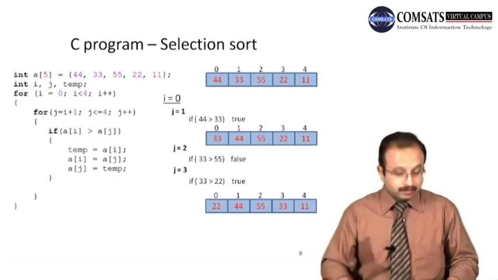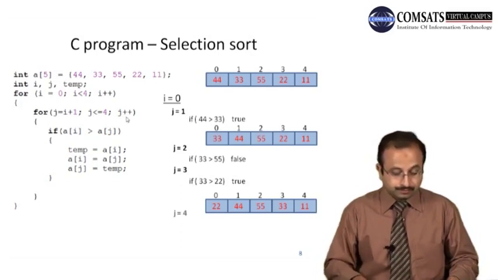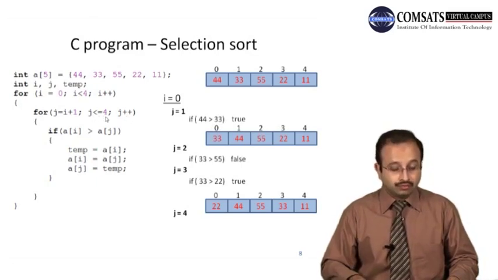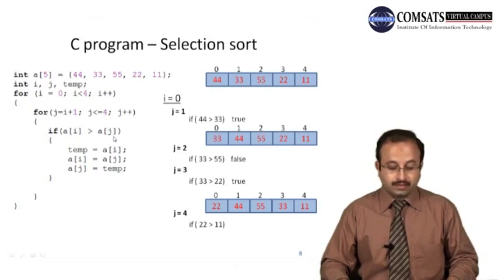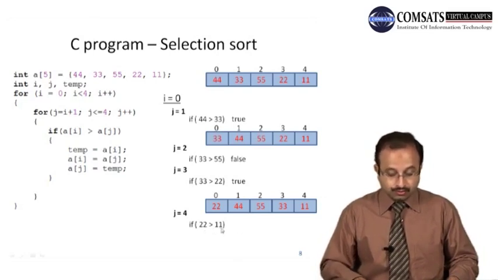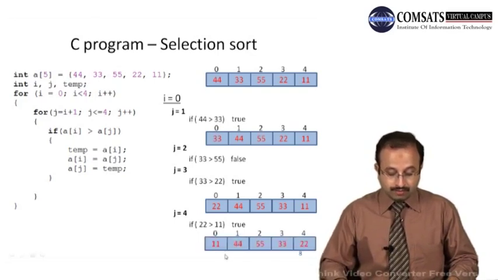Now the value of j is incremented. It becomes 4. The condition is 4 less than or equal to 4. Condition is true. So when the condition is true, in the if statement we perform the comparison. A of 0 is greater than A of j, and A of j is A of 4. A of 4 is 11. So 22 is greater than 11. Condition is true. So when the condition is true, the array will look like this: 11, 44, 55, 33, 22.